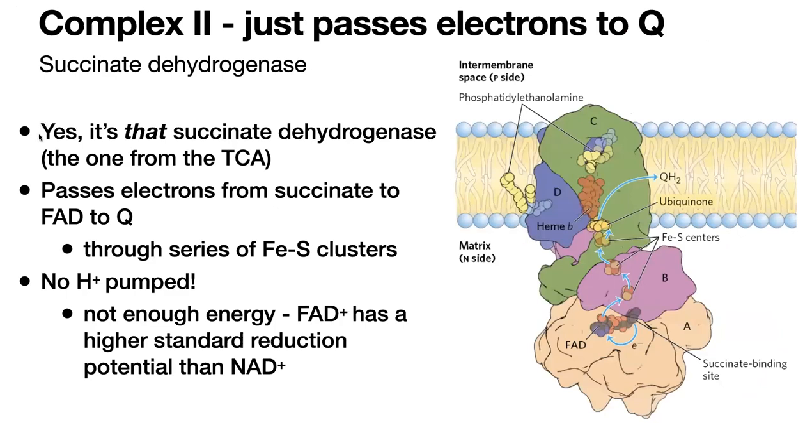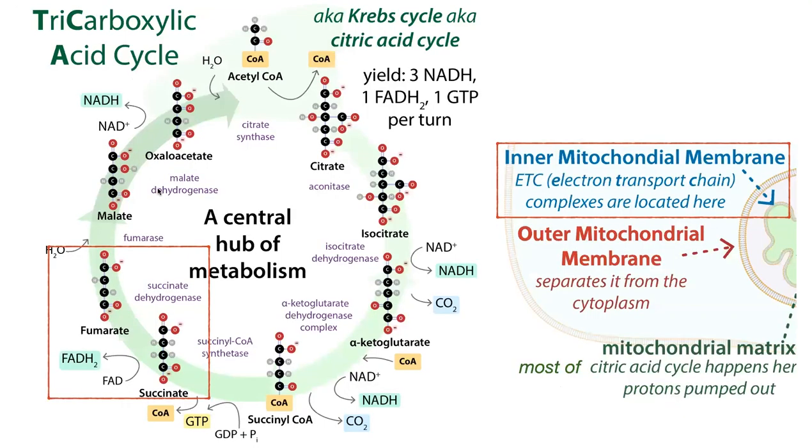But first, before we go back to our story about the ubiquinol, we need to talk about another way we can form ubiquinol. And that's going to be our complex 2. So our complex 2, well, this just passes electrons to Q. And so this is succinate dehydrogenase. Yes, it's that succinate dehydrogenase. So it's that one from the tricarboxylic acid cycle, or Krebs cycle, or citric acid cycle. It was the step when we went from succinate to fumarate, and we actually made that FADH2.